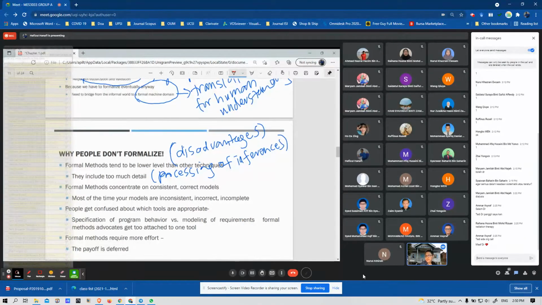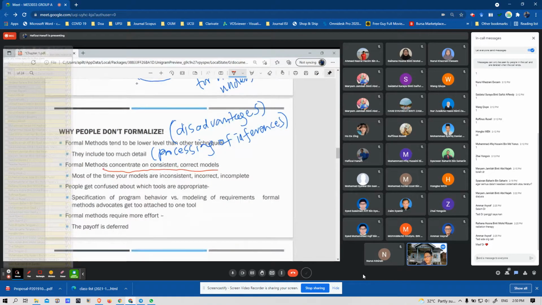Okay, and then formal methods also focus on consistency and correcting the model. Most of the time your models are inconsistent, incorrect, or incomplete, because of the behavior of the system, the behavior of the model.